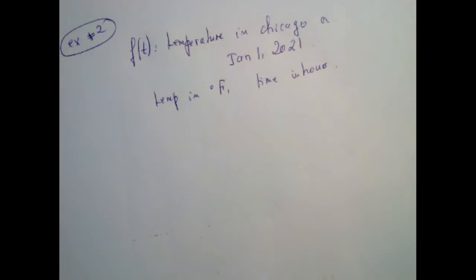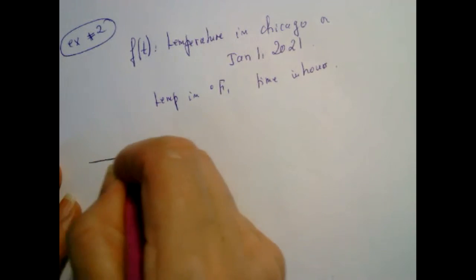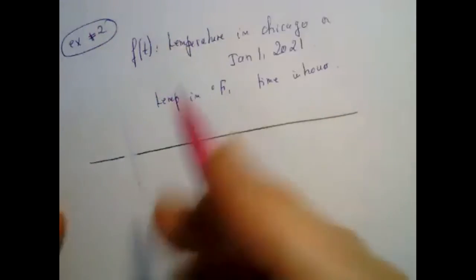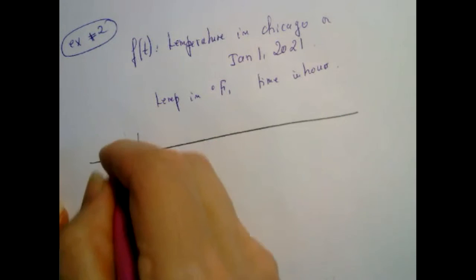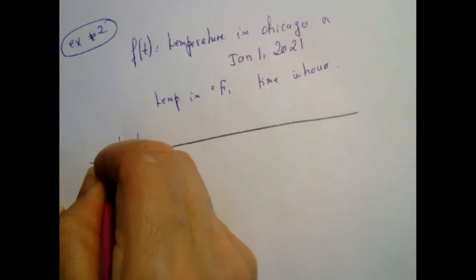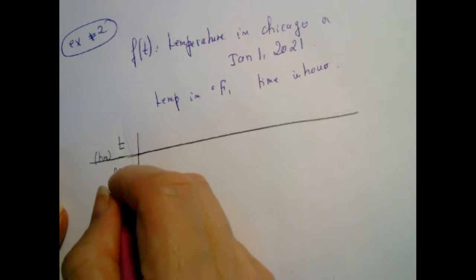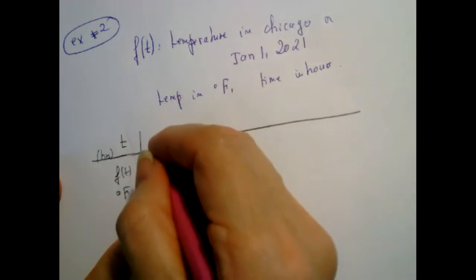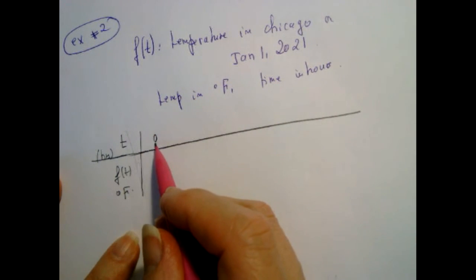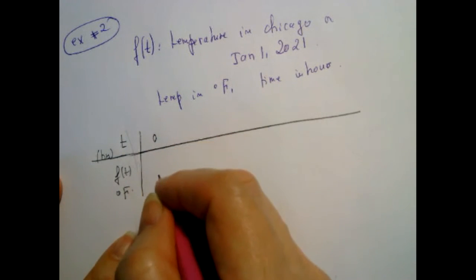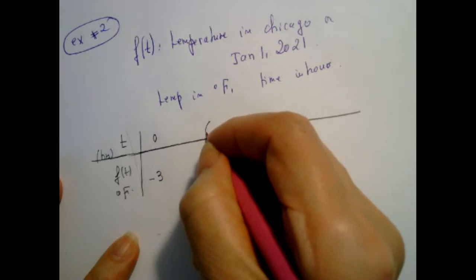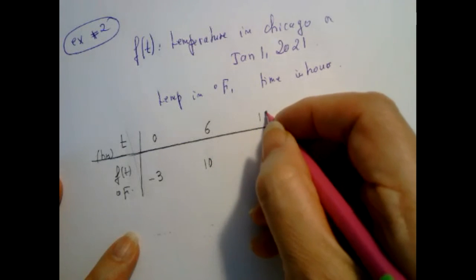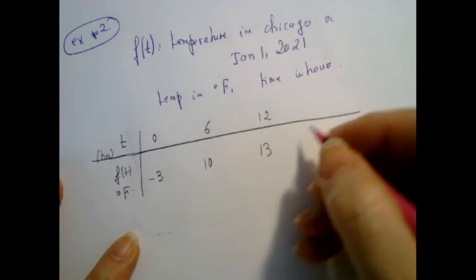And this time I will not draw a graph. I'm just going to give you a bunch of values that make sense. That's the time in hours. And that's f of t in degrees Fahrenheit. Let us say, for example, 0, which represents 12 a.m. in the morning. Let us say the temperature was -3. At 6 o'clock in the morning, I'm just making up those numbers, I'm trying to make up good numbers, 13.